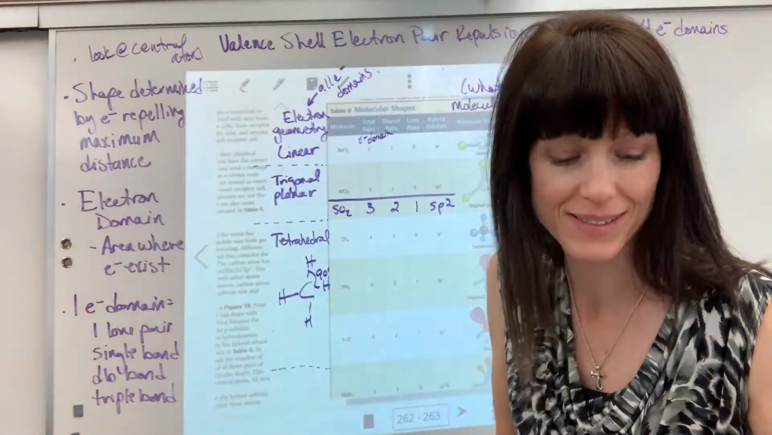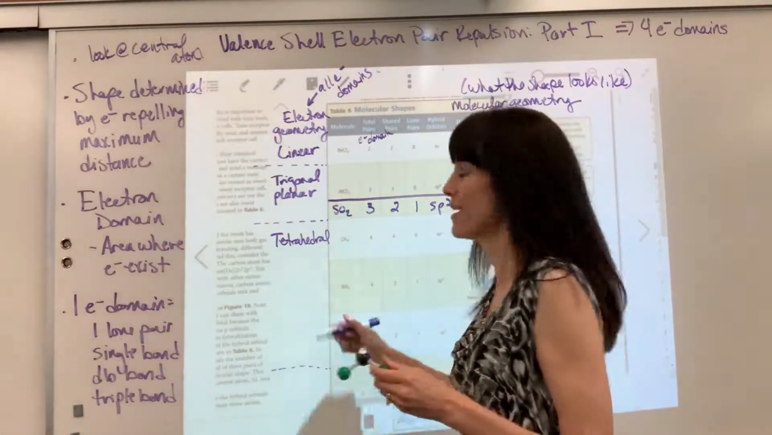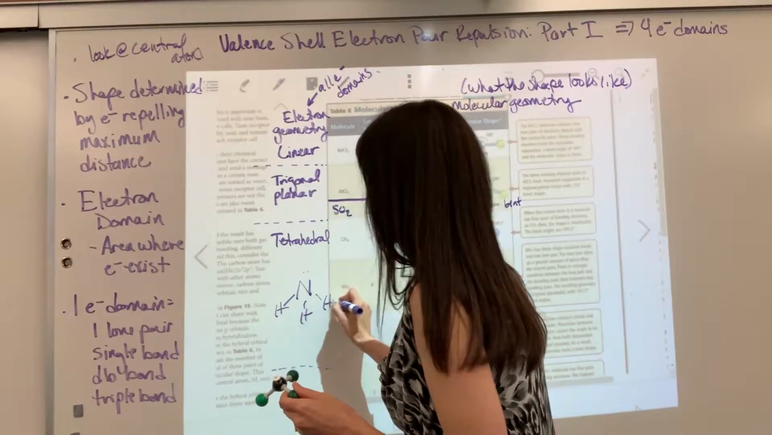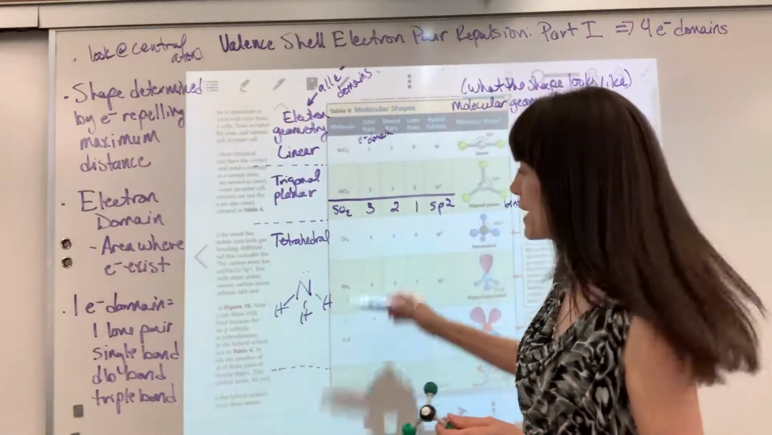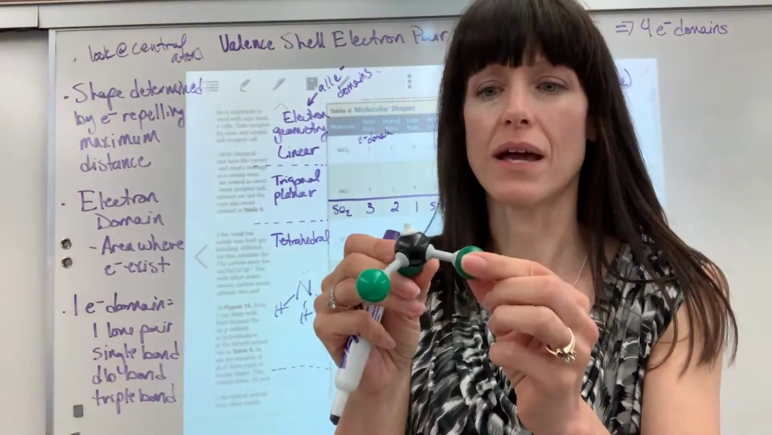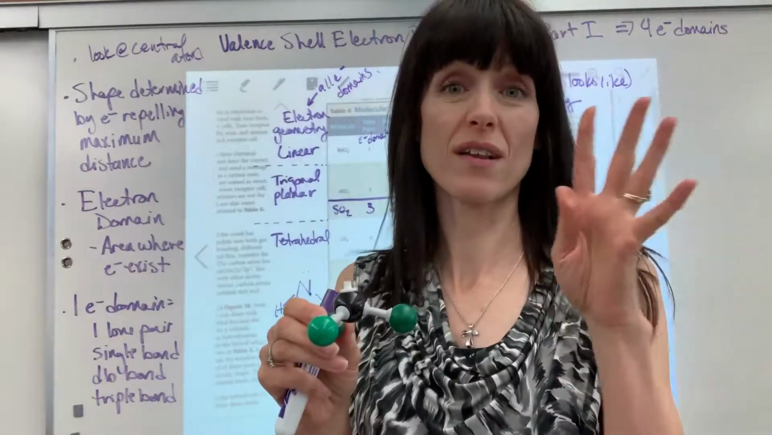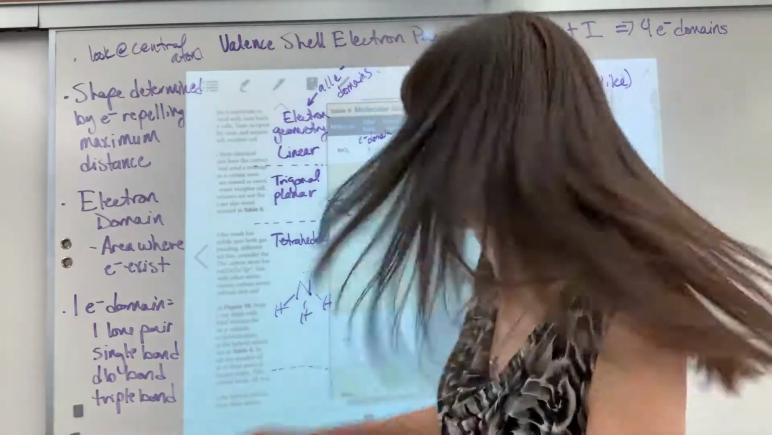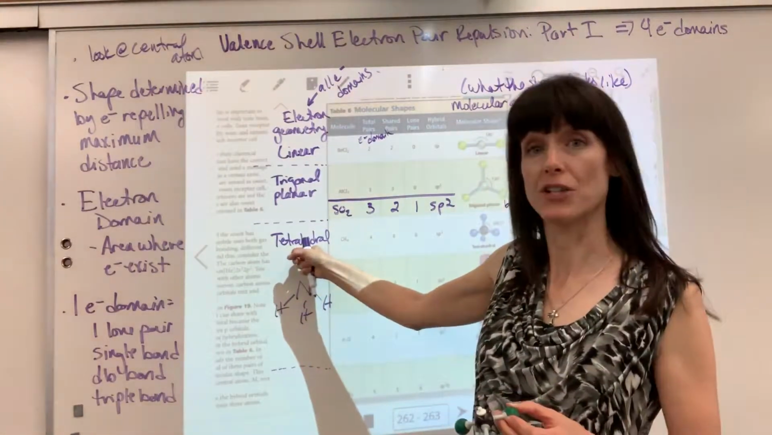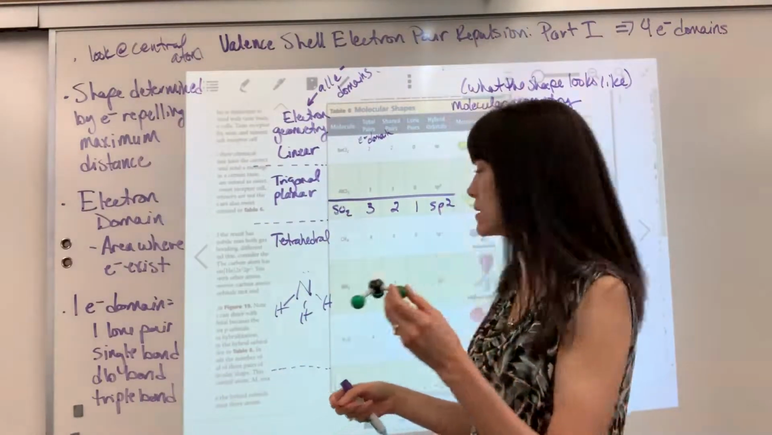Now let's change it up a little bit. We're going to add a lone pair. So here is ammonia. Nitrogen has a lone pair and 3 single bonds each to the hydrogen. Let's count electron domains. 1, 2, 3, 4 electron domains. Here's what it would look like. I have a lone pair up top. So the electron geometry is still 4 electron domains. So it's still tetrahedral.